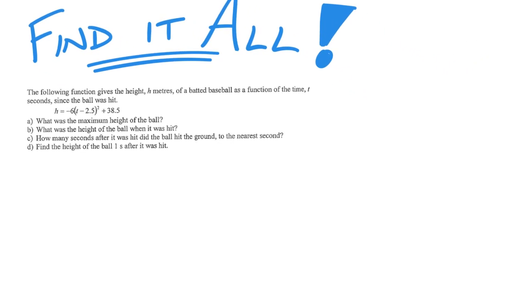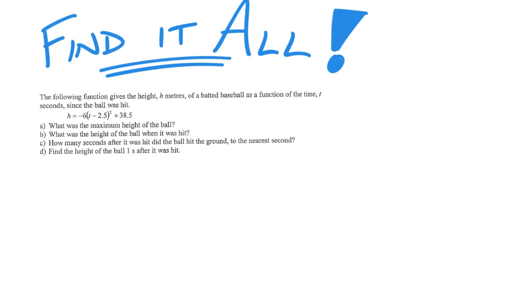I'm going to shrink that down a little bit just to give us some room to work underneath. The problem asks us in A, what is the maximum height of the ball? If I work my way through A, I know that maximums and minimums happen at the vertex. I can read the vertex from the equation of that parabola. I can see that my vertex is at (2.5, 38.5). That is the location of the vertex.